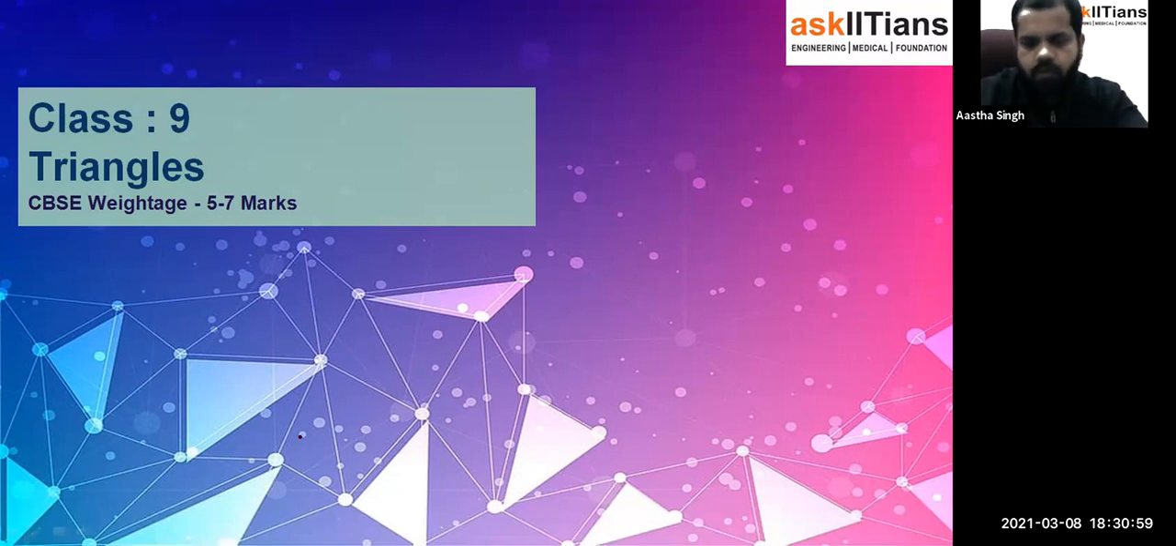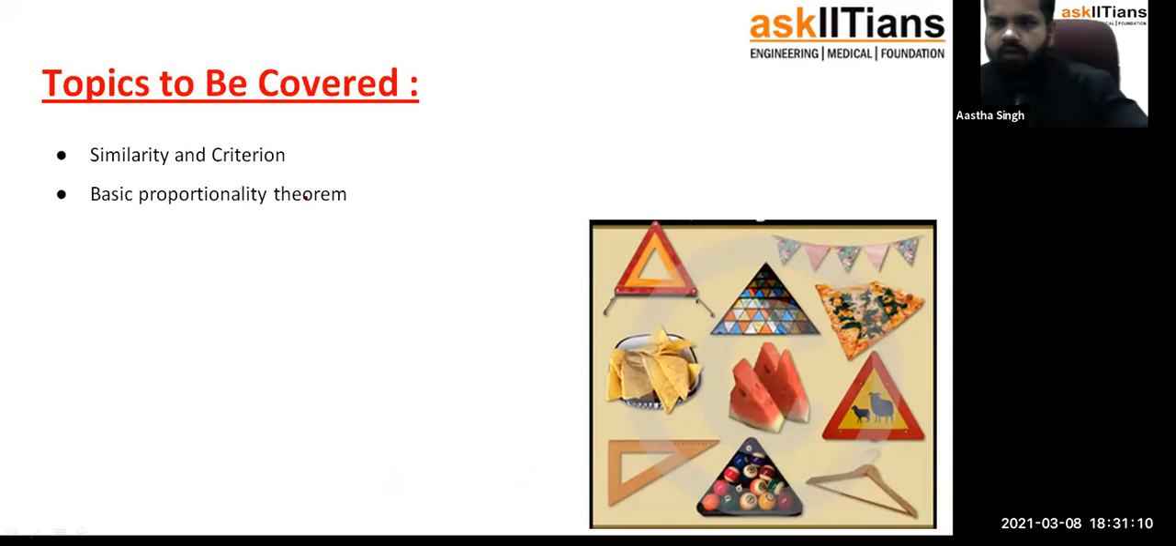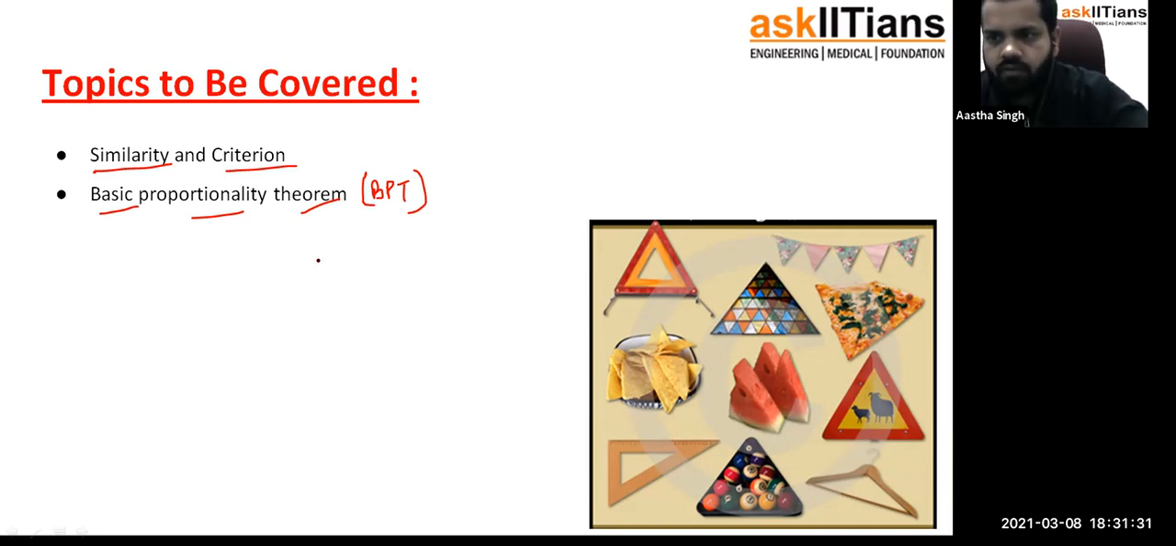Yeah, guys. So your triangle chapter, your CBSE weightage is from 5 marks to 7 marks. So today we cover the topic of similarity and criteria. What is the criteria for similar triangles, and the basic proportionality theorem, also the BPT theorem, right? The short form is BPT theorem. It is a very frequently asked question based on your BPT theorem. Okay. So, similarity criteria.